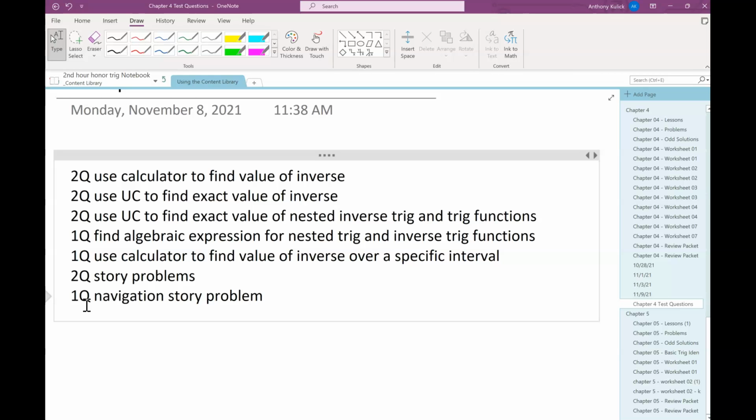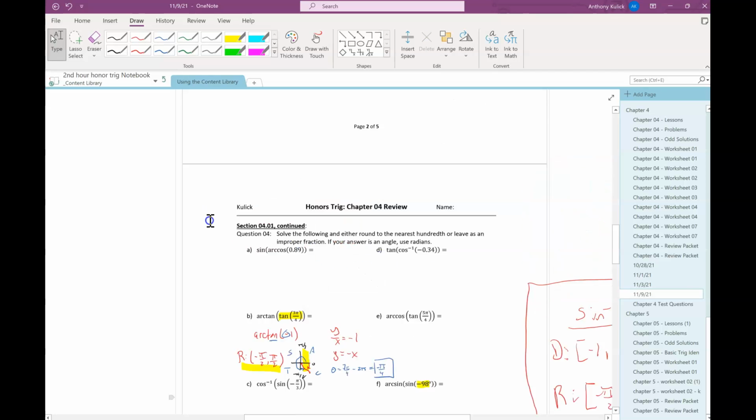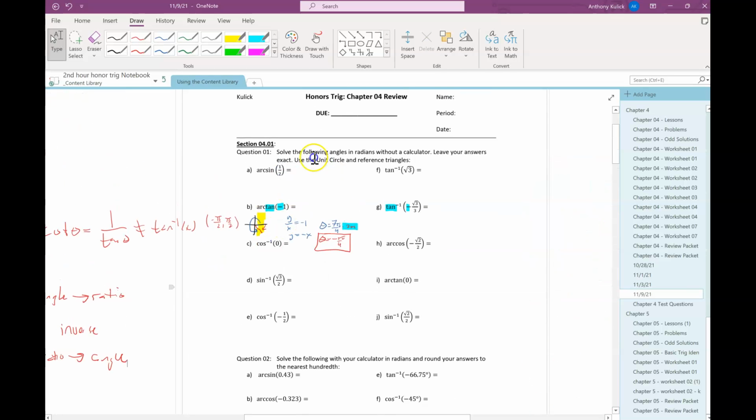Where do you find the first 2? You're talking about these 2 questions? And then the other one. So this is just like question 1 off the review. So just like this stuff.